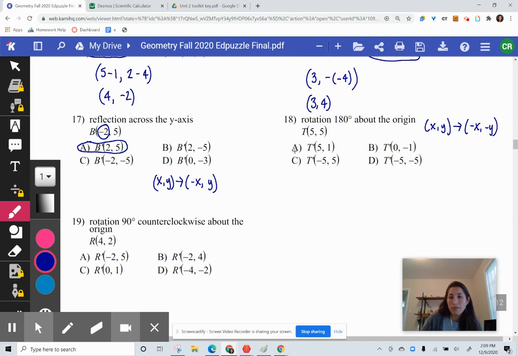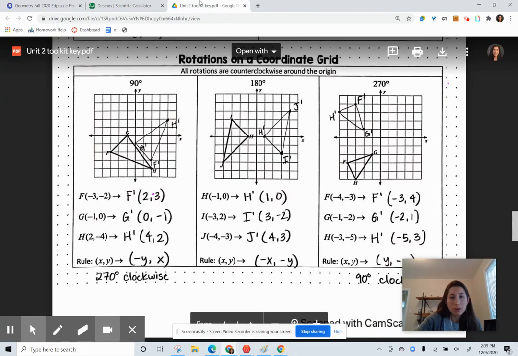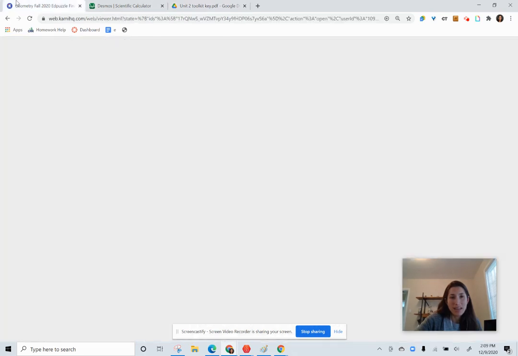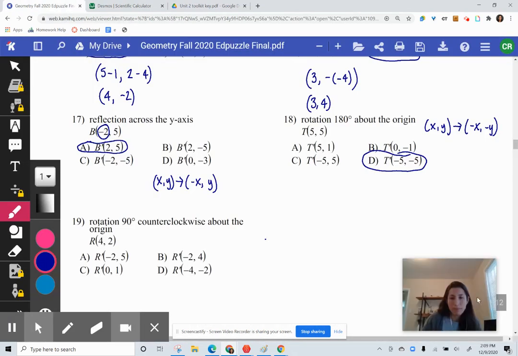So if I take 5, 5, I'm going to change the sign for both of them, and I'll become -5, -5. And our rule for our 90 degrees counterclockwise rotation, that would be this first one here, (-y, x).